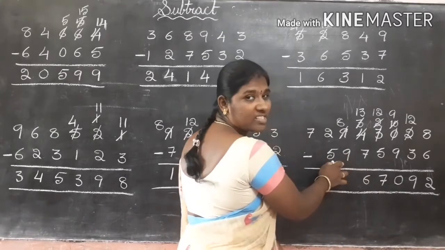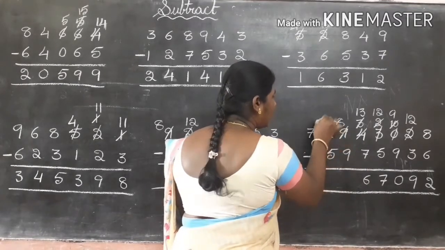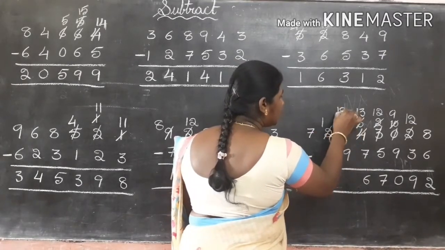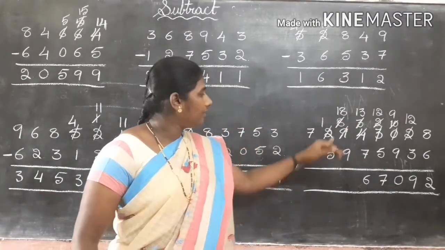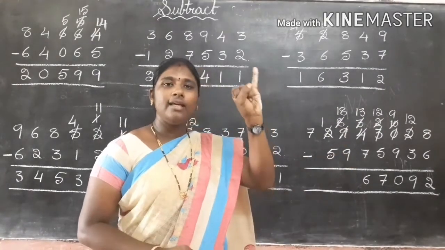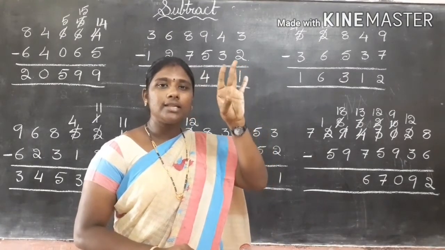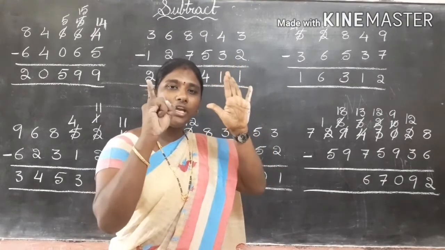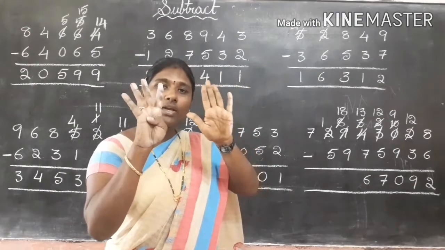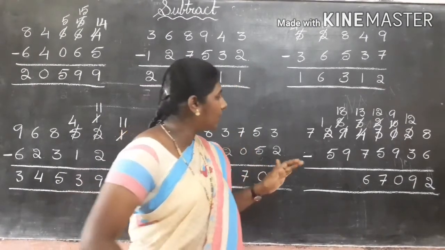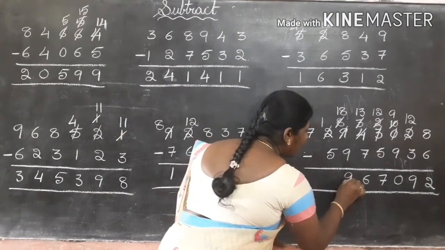8 minus 9, possible? No. We have to take borrow. Again here 1. Here 10 plus 8, 18. Now 9, after that 10, 11, 12, 13, 14, 15, 16, 17, 18. How many fingers do we get, ma'am? Yes, 9 fingers we get. So the answer is here 9.